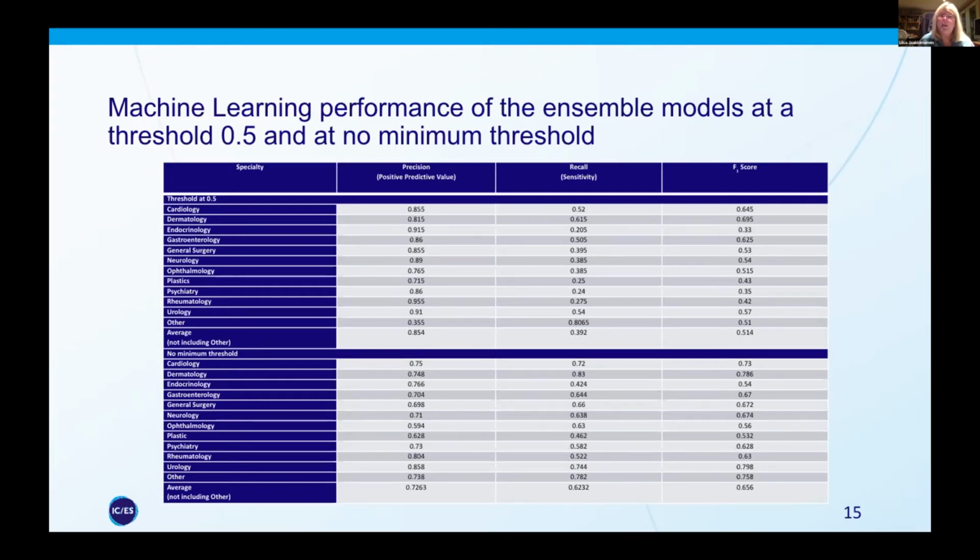It did come at a cost of recall, sensitivity and performance, but we wanted to be a bit selective to make sure we had more robust measures of wait times. And then we looked at also measures where there was no threshold.